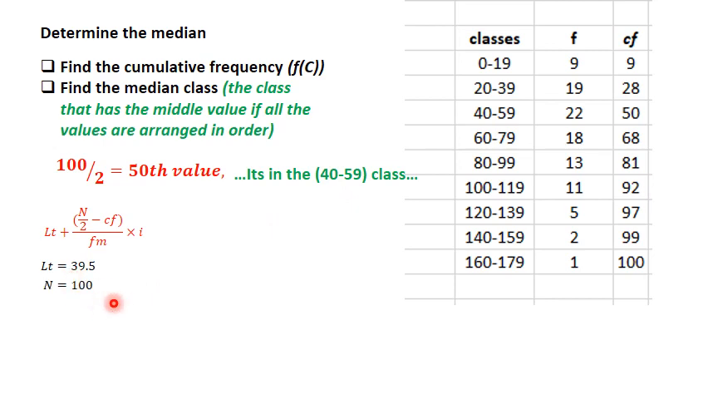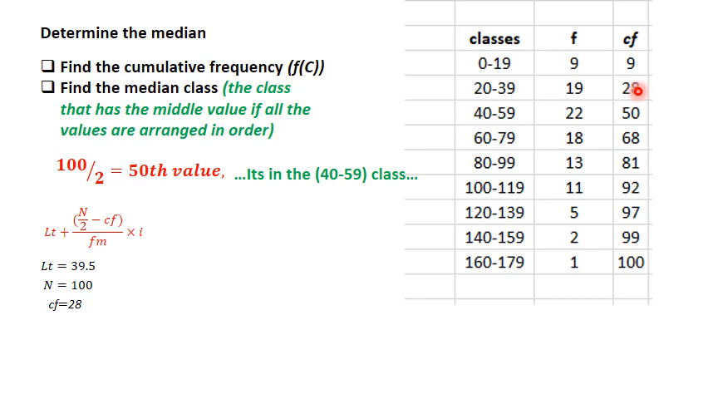Again, n is 100. That's the total number of observations, which is also the last figure for the cumulative frequency. Again, CF is the cumulative frequency just above the median class. Now, the median class is the 40 to 59 class, and the cumulative frequency value just above that is 28.